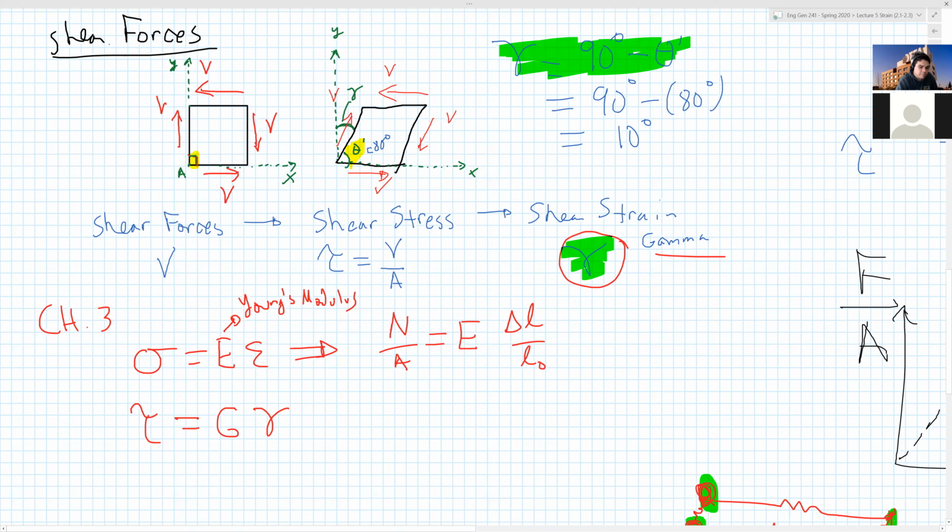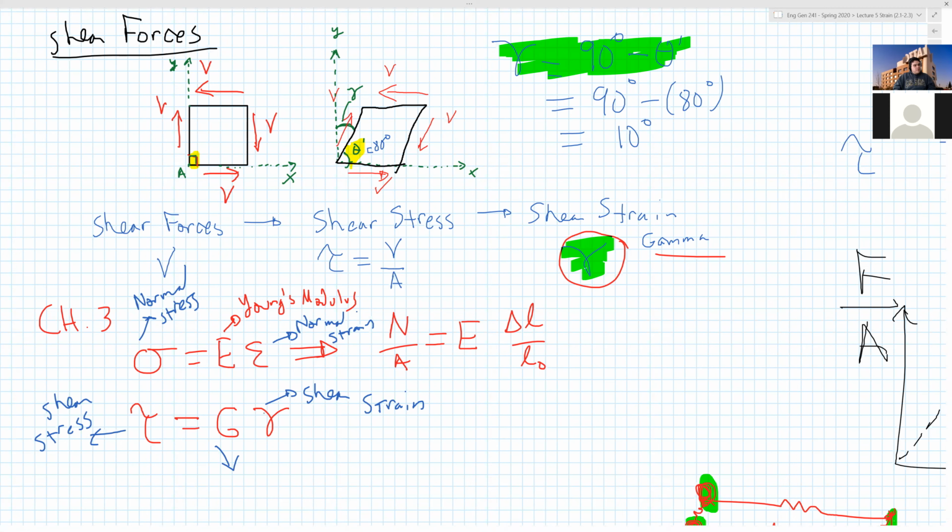Normal stress, normal strain. Any guesses as to what this constant is? It's lagging. Everyone. Oh, sorry. Bulk. Okay, I've seen it as bulk modulus. It's related to it.